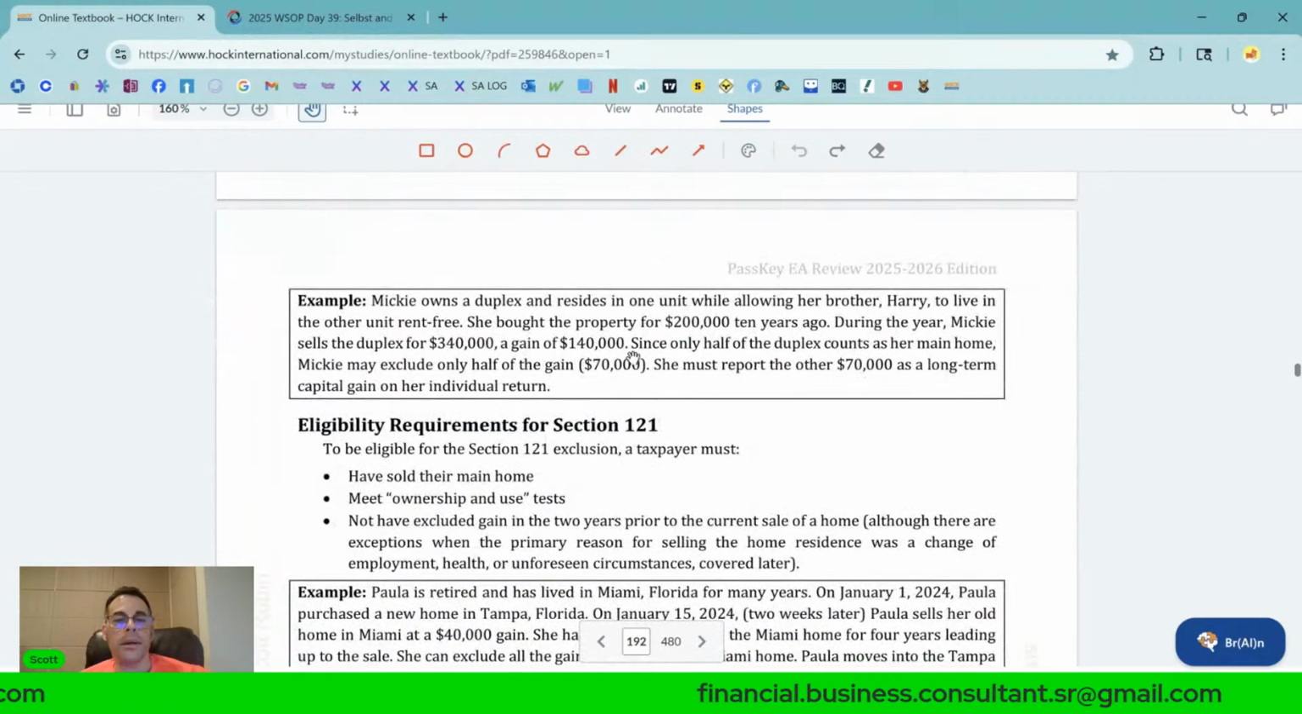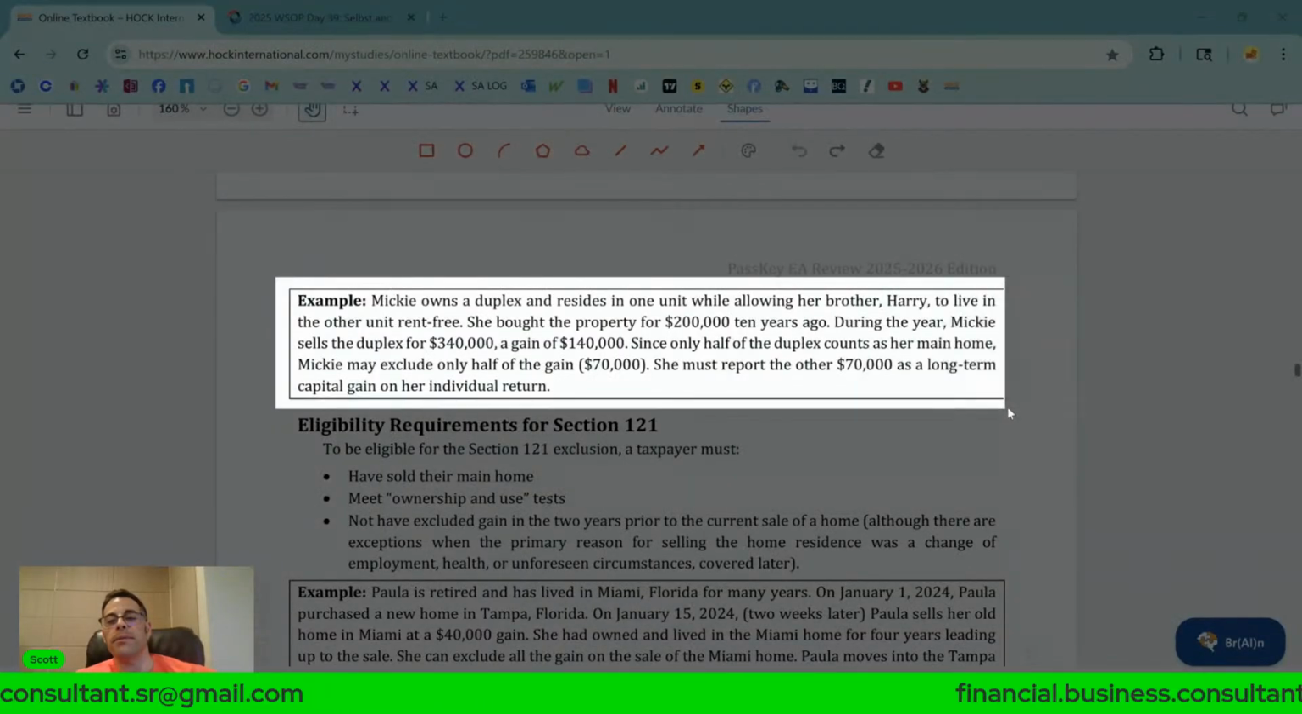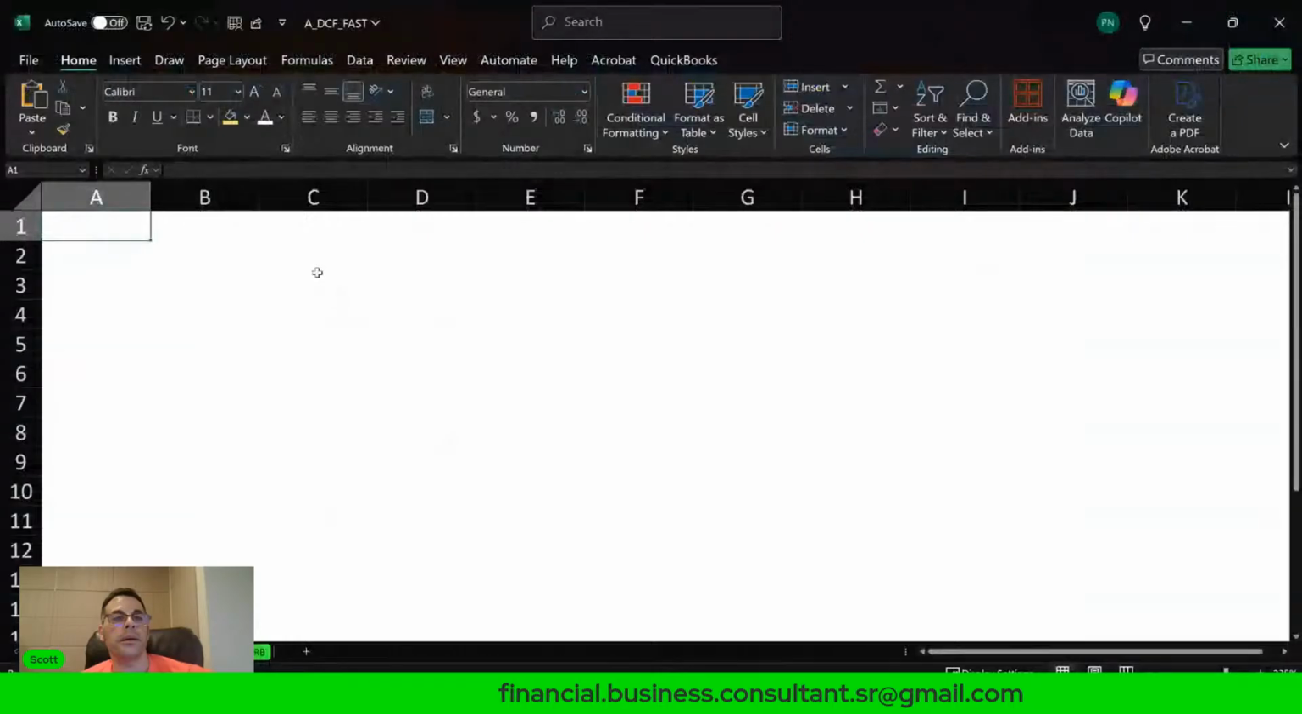Let's see, example. I mean, for personal reasons, I think this stuff is good, but it will help you for investing purposes also.